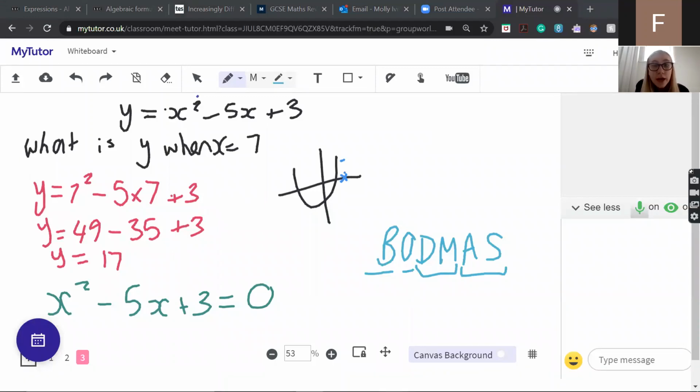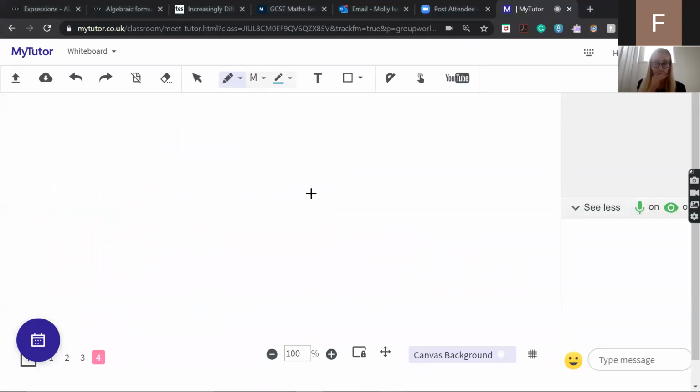Is this foundation or higher or both? Both, probably. Questions just saying substitute this in are much more like foundation. But one saying, especially this one, what is x when y is 0, is more of a higher question because you'd have to do factorization or completing the square or the quadratic formula. So we're going to move on to rearranging now. If you've got any questions about that, I'll come back to them at the end.